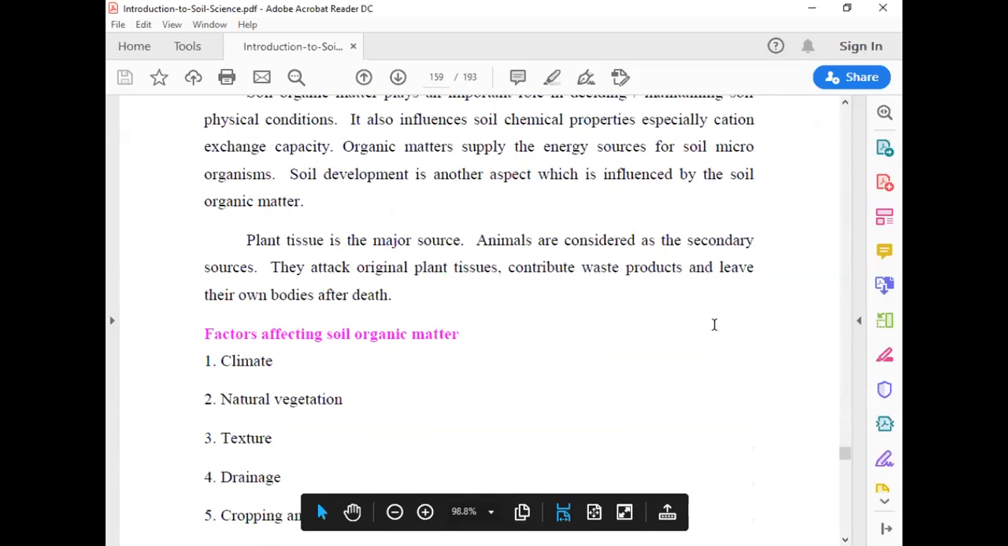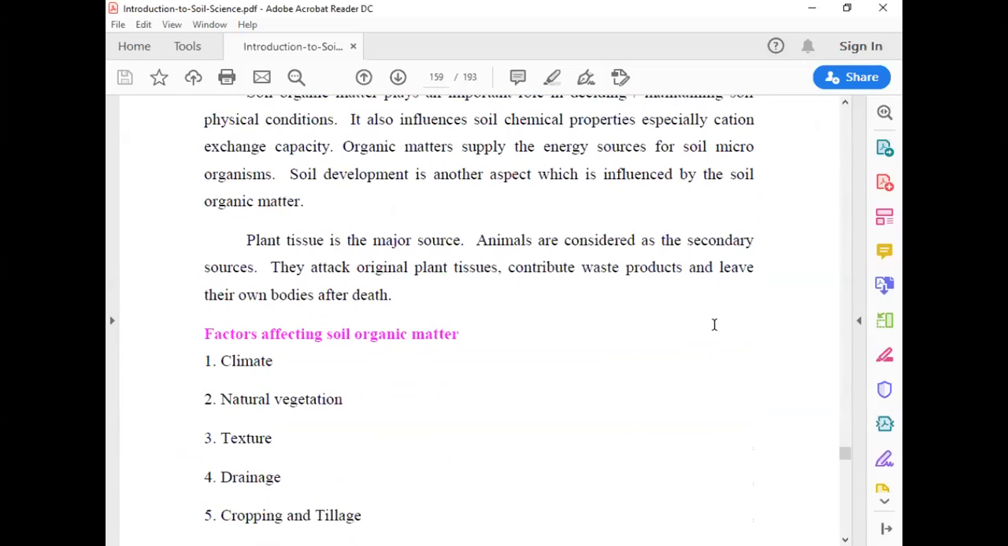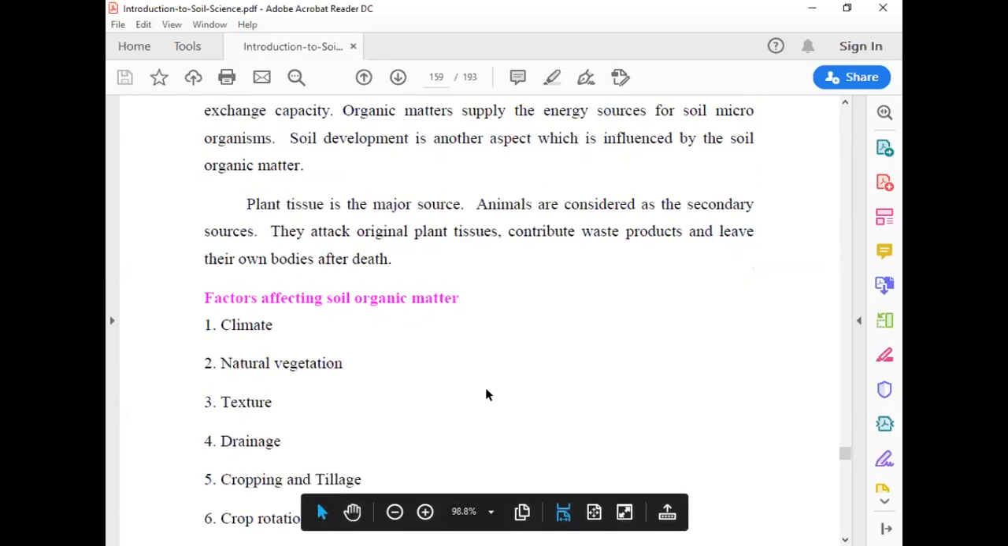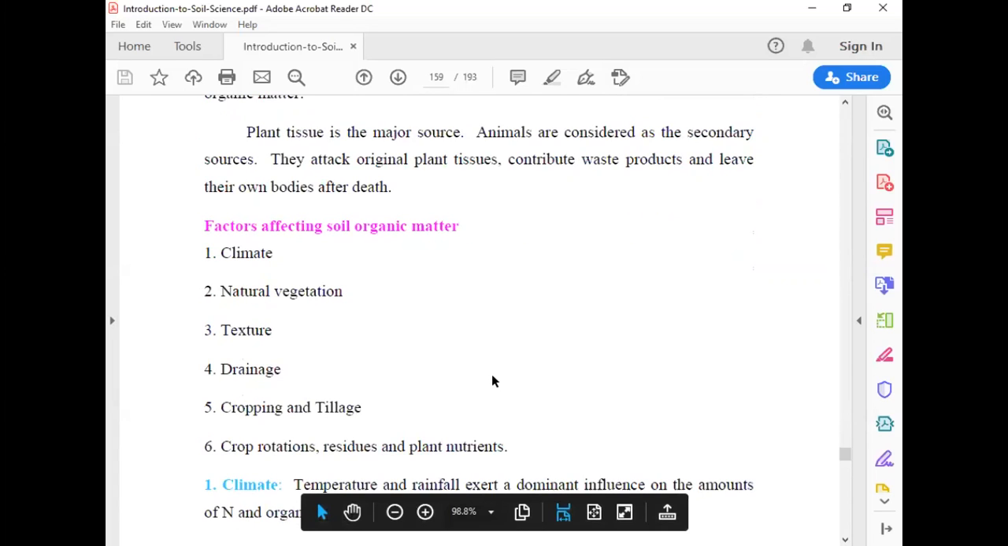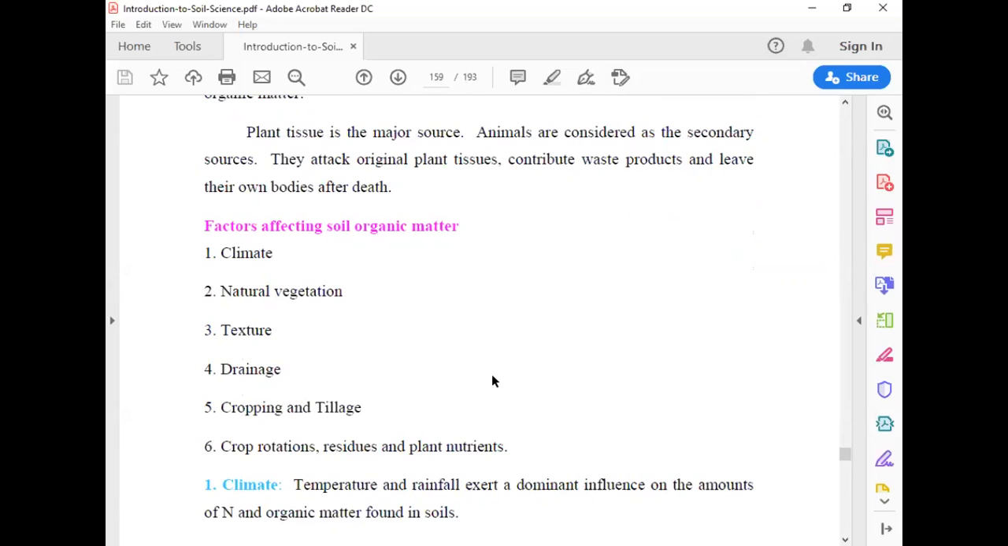The various sources of addition of organic matter to the soils include on-farm resources, that is cow dung, animal urine, stubbles, sugarcane trash, then hay. All these after decomposition contribute to soil organic matter. The various factors affecting soil organic matter are listed as follows. Number one is the climate, that is arid and semi-arid climate, where rainfall is dominant.